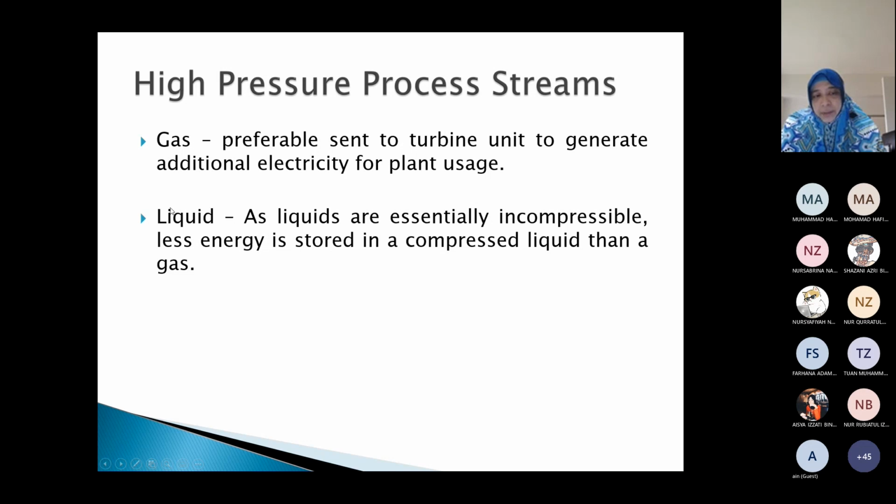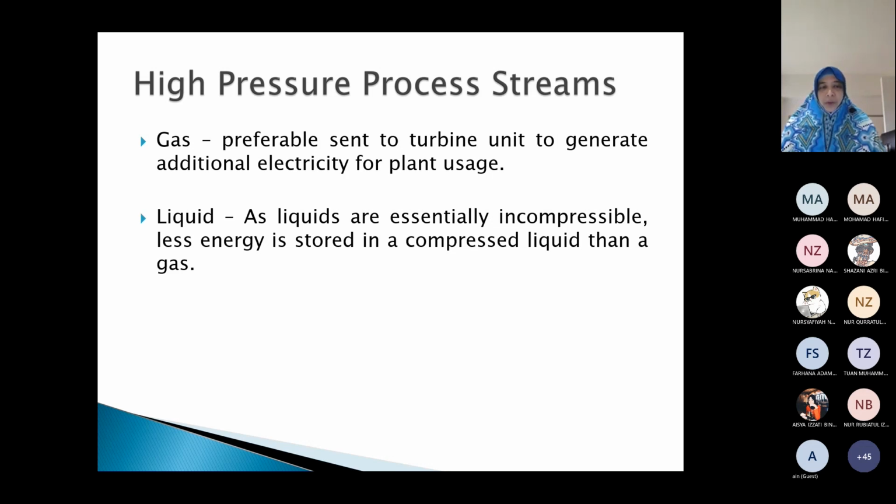And then for gas, for example, it is preferable to send it to the turbine unit to generate additional electricity for the plant's usage. When we talk about gas, sometimes the gas has a very high temperature. So you can send the gas with high temperature and high energy to rotate the turbine. This turbine is purposely to generate electricity. It's like having a dynamo. It needs something to turn the motor. A dynamo, not the soap that you use to wash your clothes.